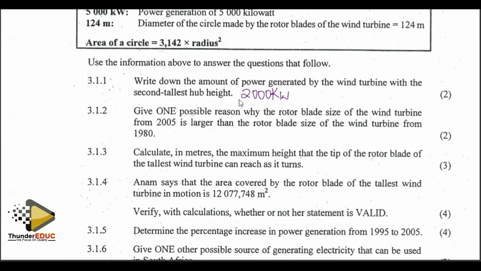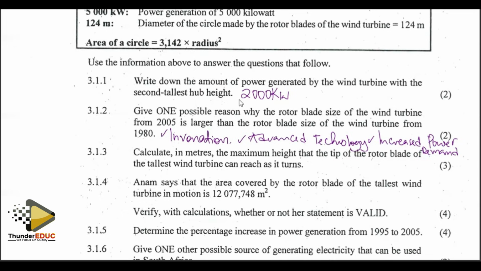Give one possible reason why the rotor blade size of the wind turbine from 2005 is larger than the rotor blade size of the wind turbine from 1980. Here we can say it's because of innovation, advancement in technology. Someone can say it's because of the increased power demand, or someone would have said usage. They never leave such questions. Give one possible reason.